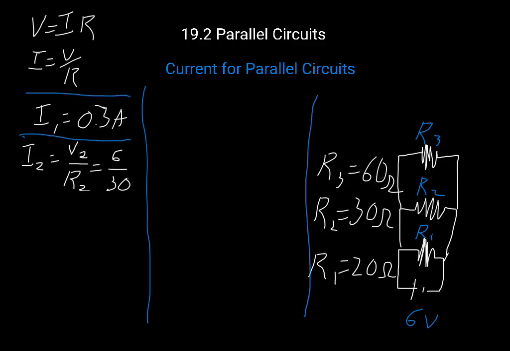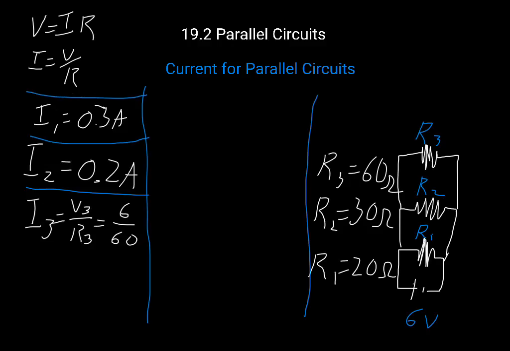Now let's do the same process, but for the second resistor. We have a voltage of 6 again, a resistance of 30. That gets us a current of 0.2 amps. Now for the last resistor, we have a voltage of 6, a resistance of 60. The final current is 0.1 amps.